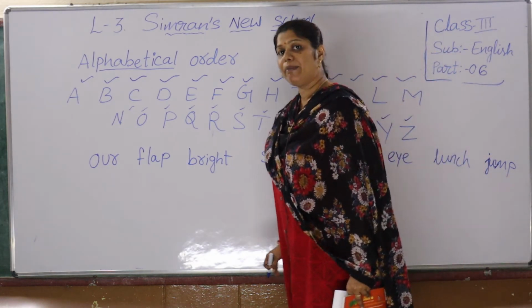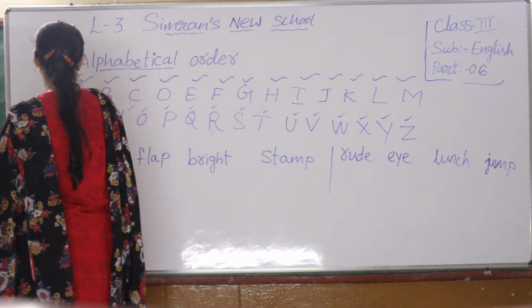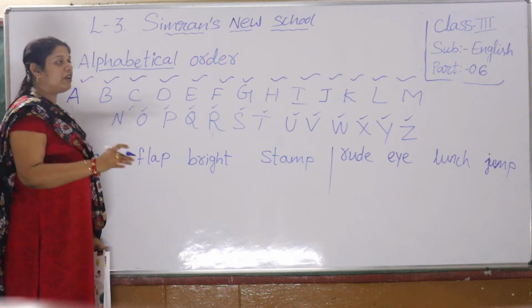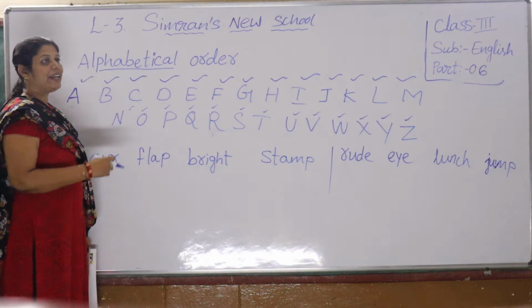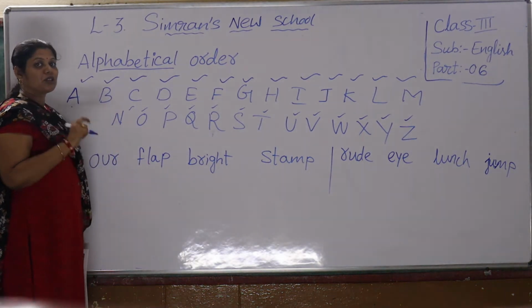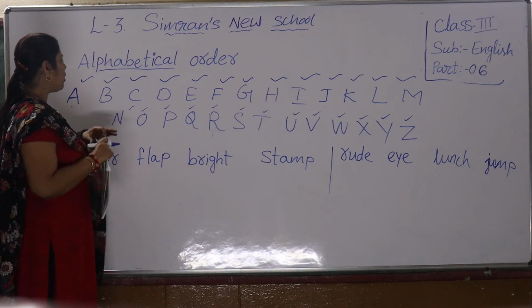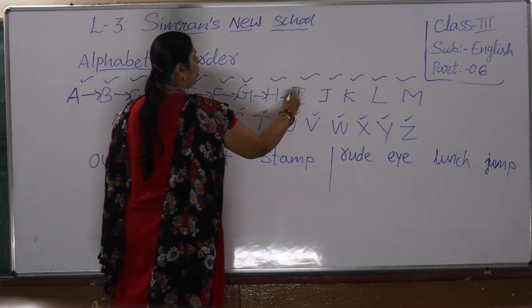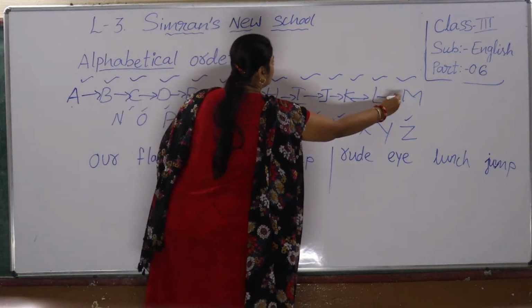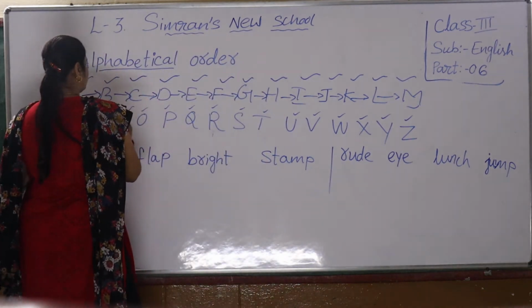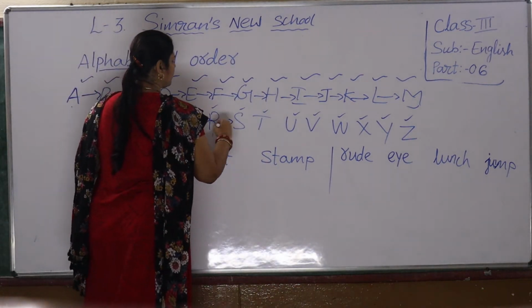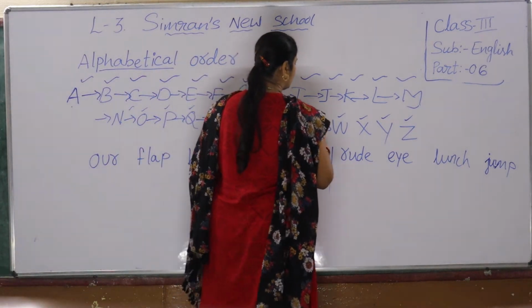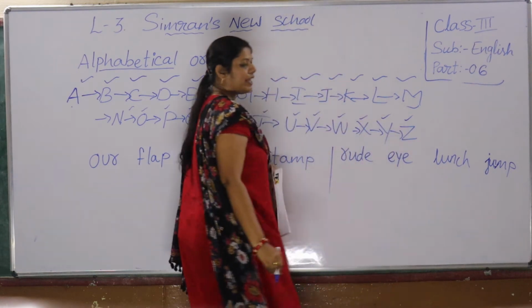So when we follow alphabetical order, children, what do we do? First we take A because it comes first in our alphabet. Then it follows with B. So the first letter, after that comes B. We follow this order, and this is the alphabetical order. It goes on like that. Understand? So how does it go? S, T, U, V, W, X, Y and Z at the end.